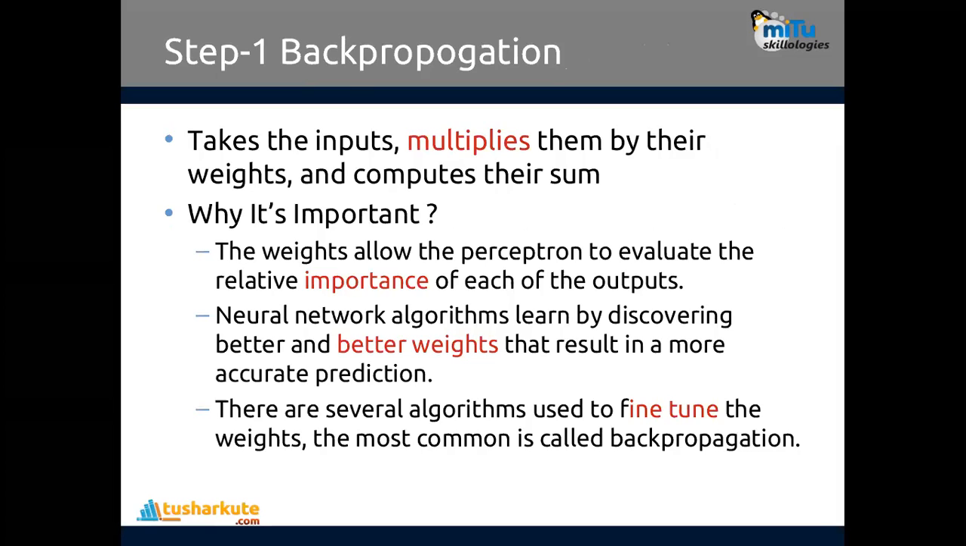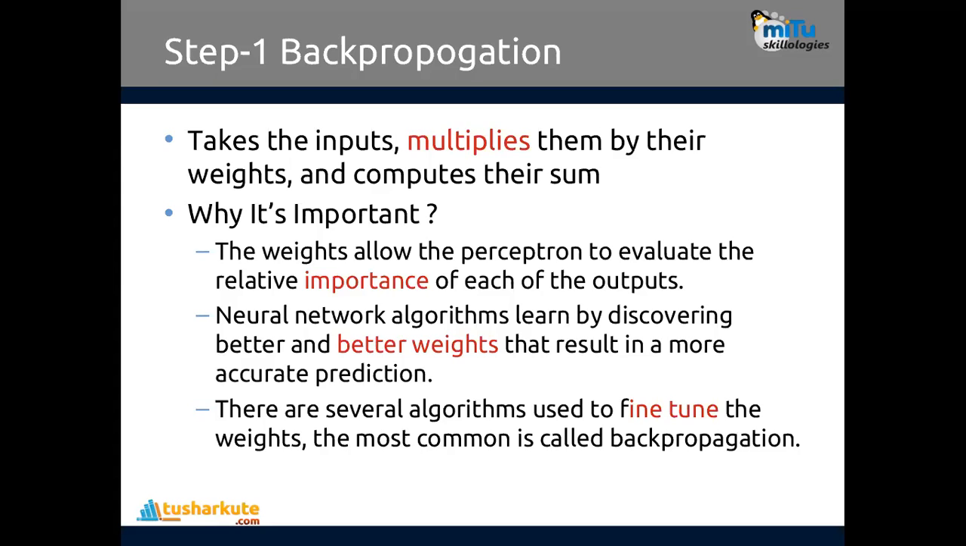Let's go step by step to see how the learning mechanism of the perceptron actually takes place. Take the inputs, multiply them with their weights and compute their sum, as just shown as the first step in perceptron learning. Why is this step taken? That step I've given the name back propagation. Many things are in back propagation, not a single line. We'll talk in detail about back propagation here.